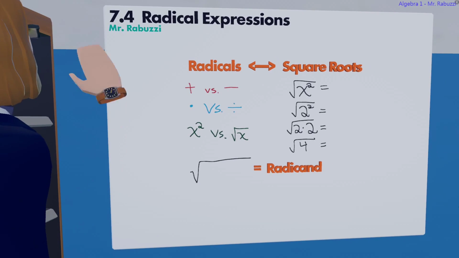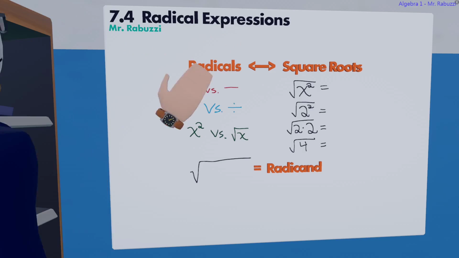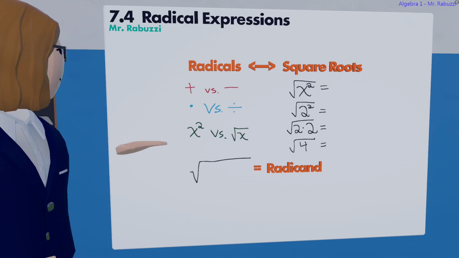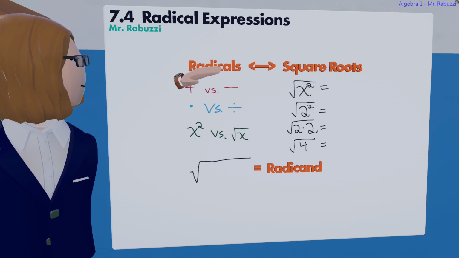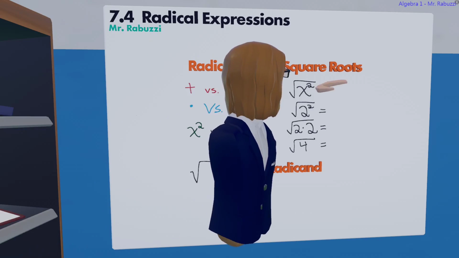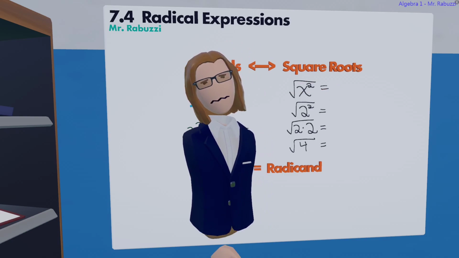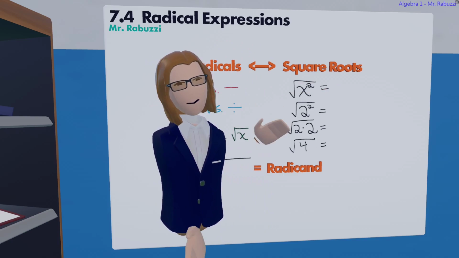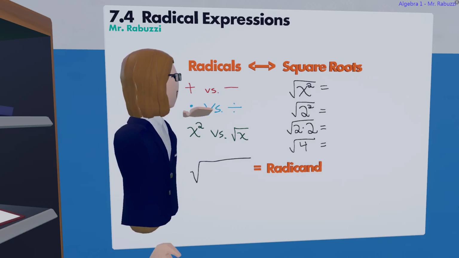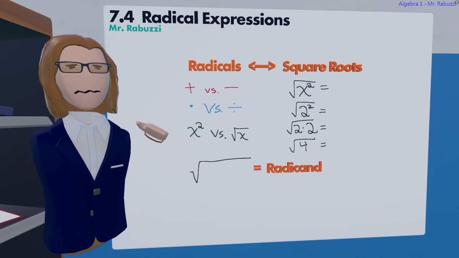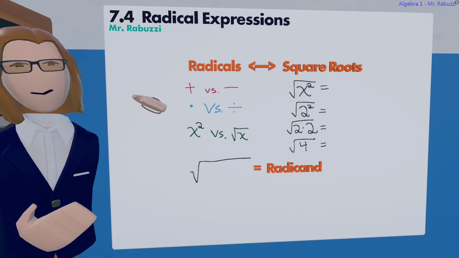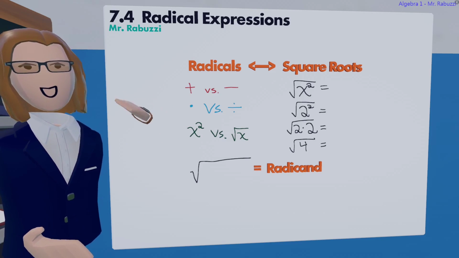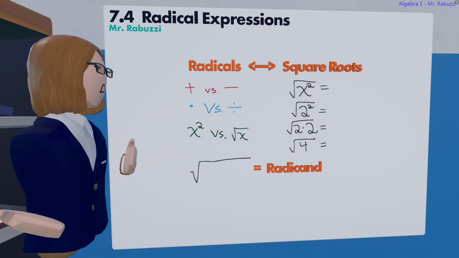So 7.4, radical expressions. All right, I put up a little bit already on the board. We have the idea of a radical, which is the same thing as a square root. There can be other roots, and they're all called radicals. So a radical expression just means some math problem has a radical in it. So let's figure out what is a radical.